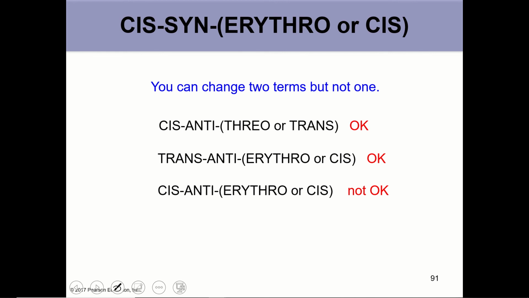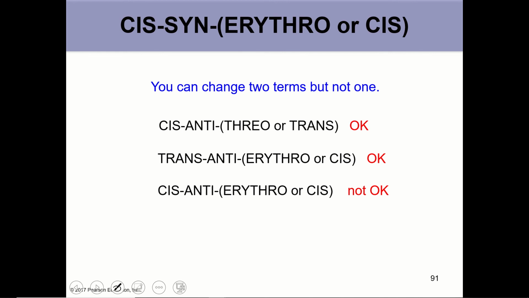So for example, you can have cis and anti, and that's okay. You can have trans and anti, and that's okay. But you can't have cis, anti, and erythro. You can have cis, anti, and cis, but you can't have, and your book will explain this way better than I can.